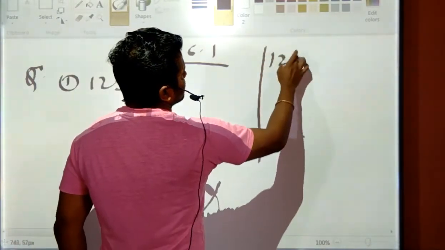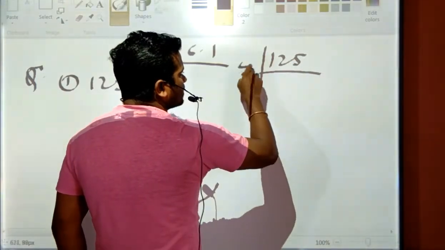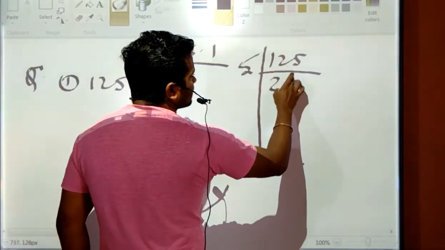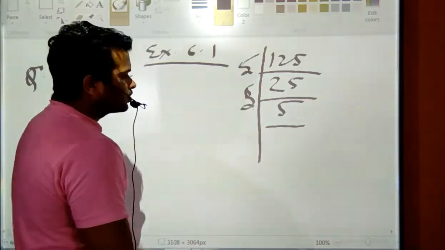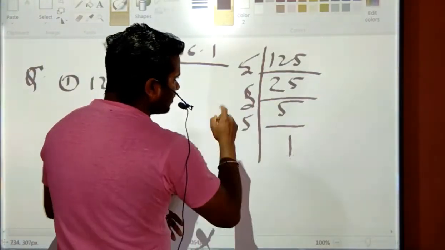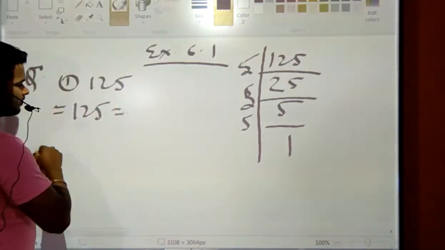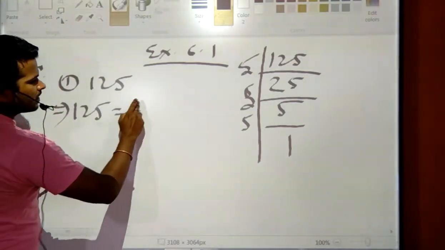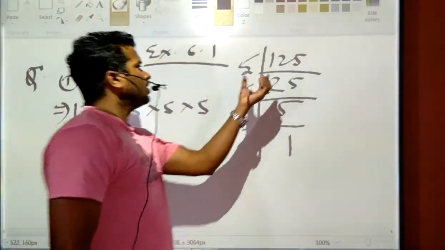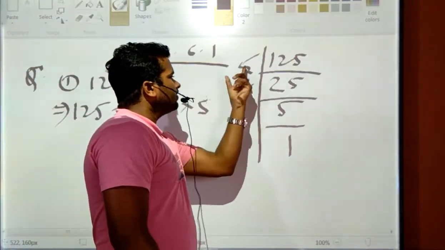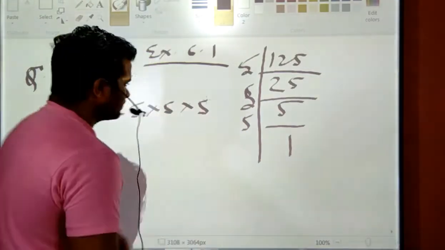As I told you, if the unit place is 5, always start with 5. 5 2s are 10 and 5 5s are 25. Again 5 5s are 25, and 5 ones are 5. So how many 5s are we getting? In place of 125 we can write 5 into 5 into 5. We are getting 3 fives, so 3 times.